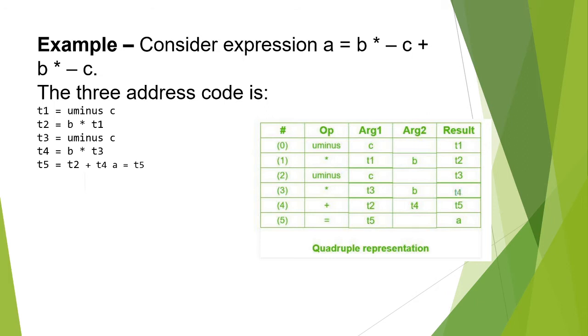Consider the last lines. T5 is equal to T2 plus T4. In this line, plus is the operator, so you place it in the operator part. Argument 1 is T2 and argument 2 is T4. The last line is A is equal to T5, where the equal-to operator is stored in the operator part, T5 is argument 1 and the result is stored in A.